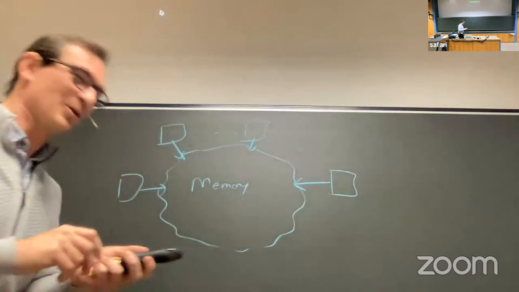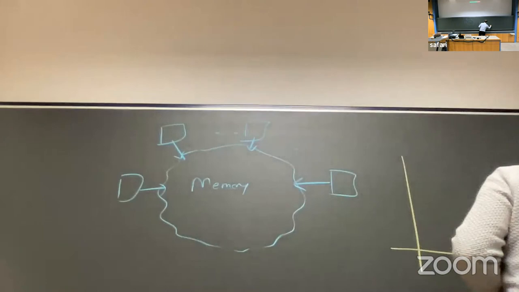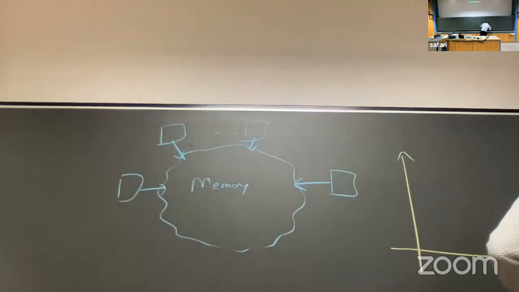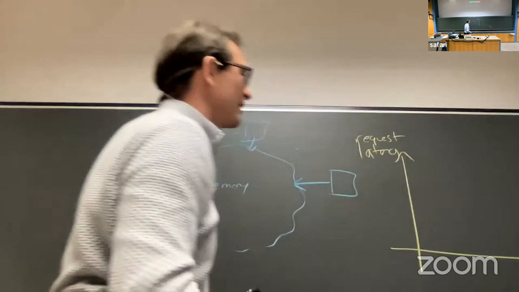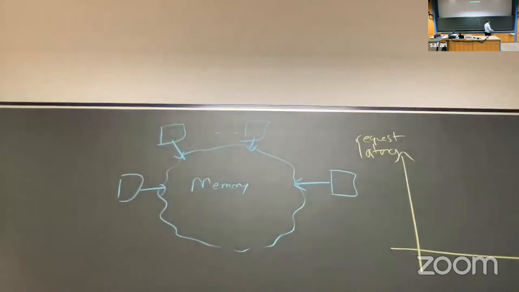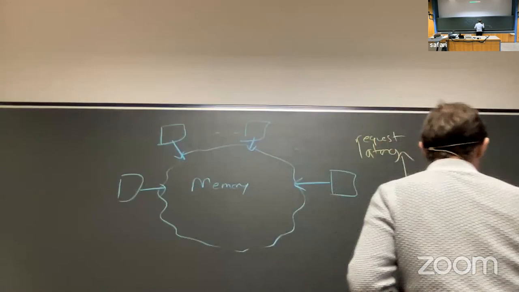So basically, this is true for all shared resources, right? There's some load on the shared resource. I'll just call it SR. And there's some latency, and this is the request latency, basically. You inject some request into the shared resource and you observe how long it takes. And usually, I guess almost always, this curve looks like this. There's some minimum possible latency that you can have. And then the curve is like this.